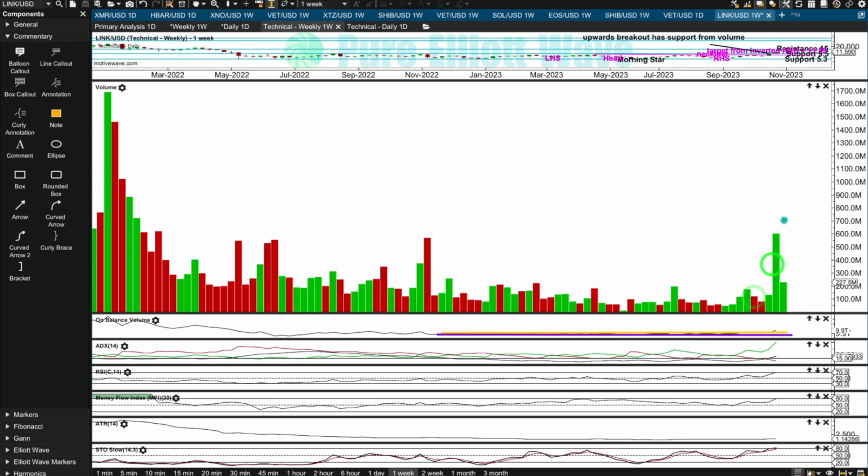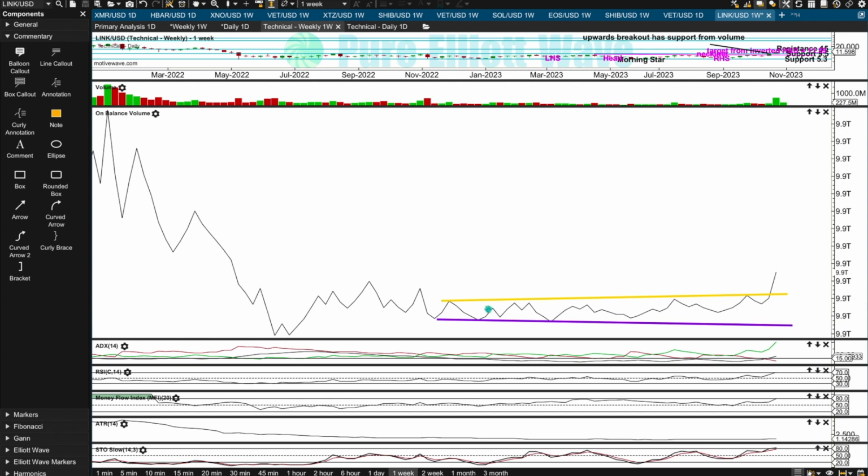It starts out slowly and then if a bull run is underway, as I expect it is for Chainlink, expect it to continue. On balance volume has a really strong range. When price was in that consolidation, on balance volume has broken above resistance. This is a very strong bullish technical signal. This supports the Elliott Wave count.